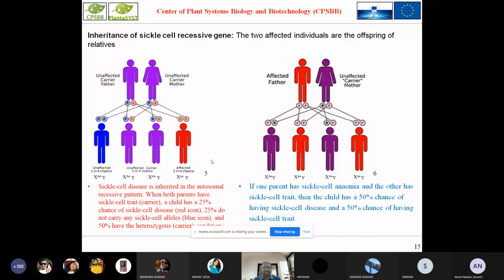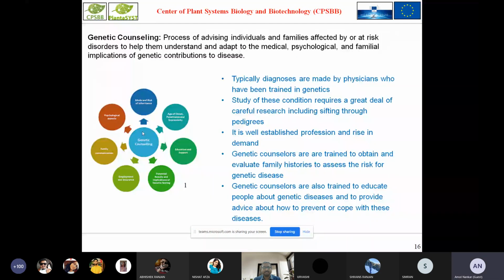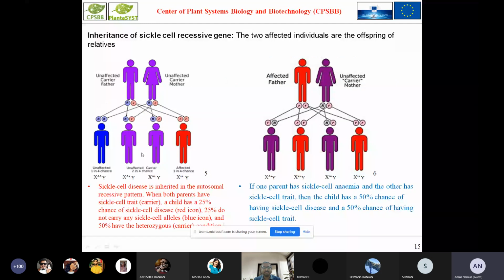Another two will be carriers but not having any disease, and the one on the left will be neither carrier nor affected. So when we see one on the left, two in the middle, and one on the right, it comes to the monohybrid ratio, like a Mendelian ratio, 1:2:1. When we use a dominant hypothesis, 3:1. So this is what really adheres to the Mendelian principle, that it can happen in a 3:1 ratio. So this is one scenario.